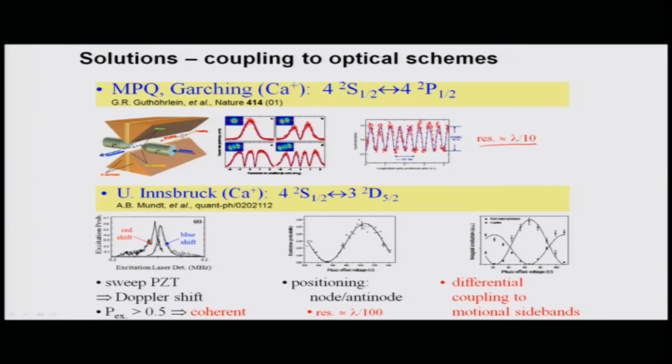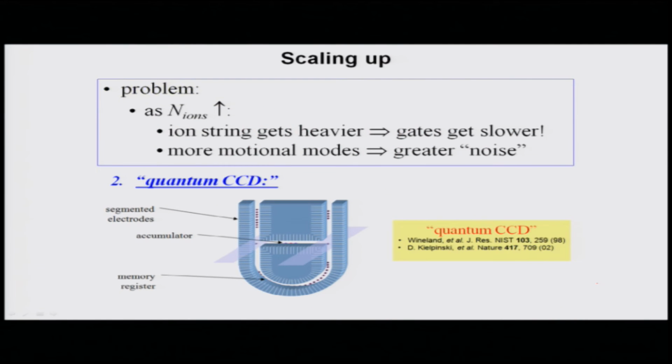Innsbruck, for example, with the same ion, has been addressing this by using laser detuning, utilizing the cooling principle, and that has resulted in a resolution of over lambda over 100. So the resolution is much better when utilizing the Doppler shift condition, because it takes advantage of cooling the system. It essentially looks at differential coupling to the motional sidebands of these kinds of motion.